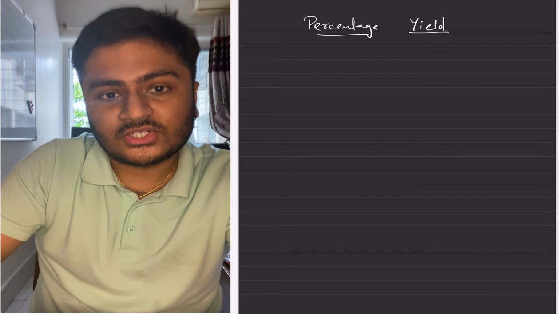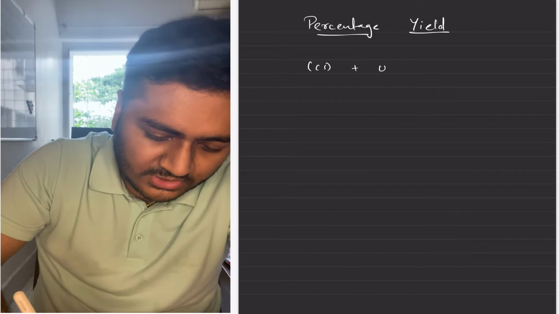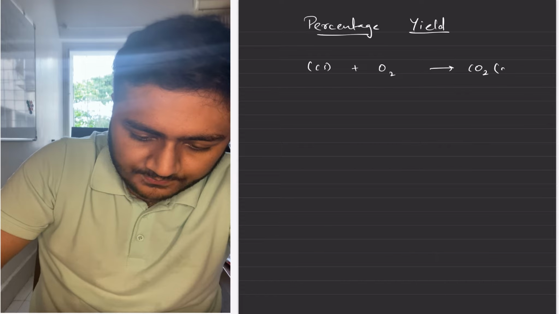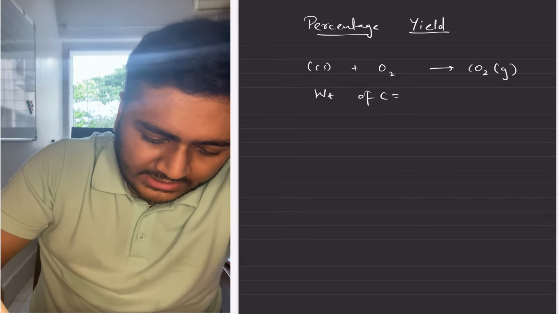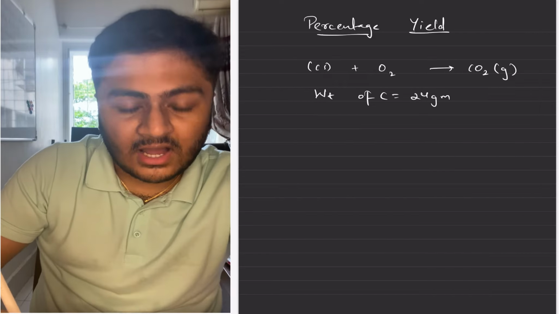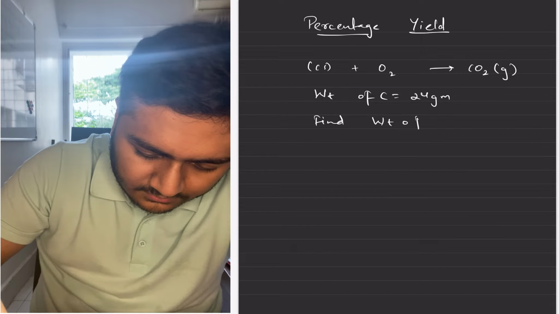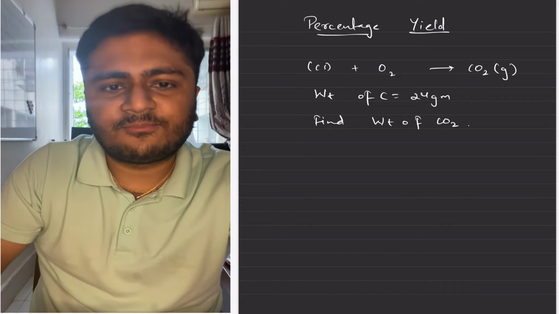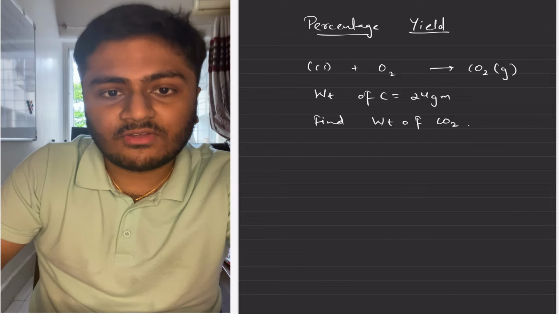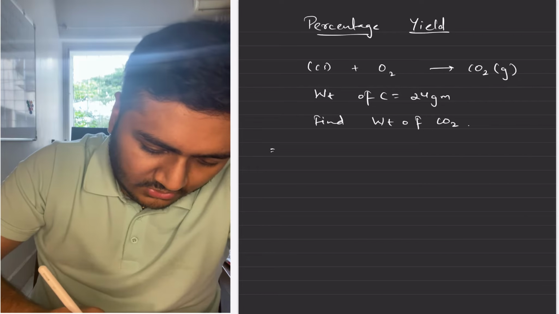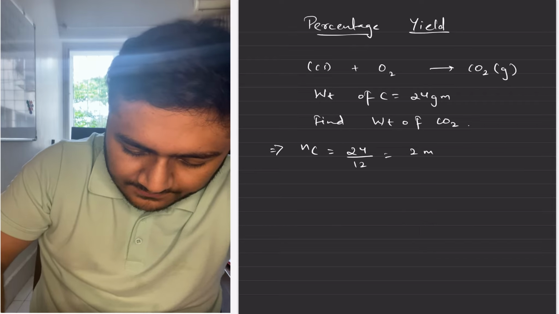So let's just say the question given to you is: carbon combines with oxygen to form CO2 gas. They have also given the weight of carbon, which is 24 grams, and they have asked you to find the weight of CO2. These are pretty standard stoichiometry questions. The process is simple. First, we convert the given weight into number of moles. So number of moles of carbon will be 24 divided by 12, which is 2 moles.